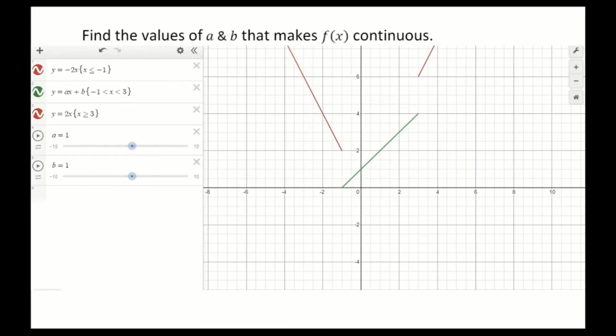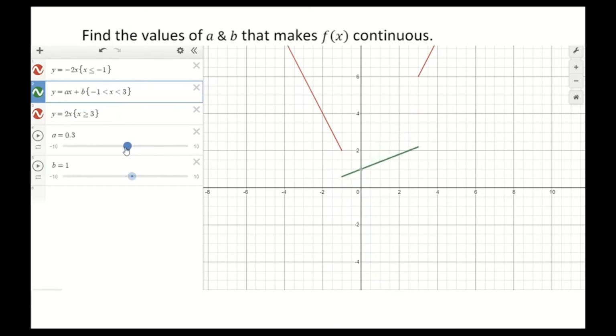So here we are, and we can see the three different pieces here. The first one is for when x is less than or equal to -1. The second one's in between -1 and 1, and then the third one, that's 2x, is everything greater than 3. I'm sorry, not between -1 and 1, -1 and 3. So what we want to do is find some combination of a and b here that'll make it match up.